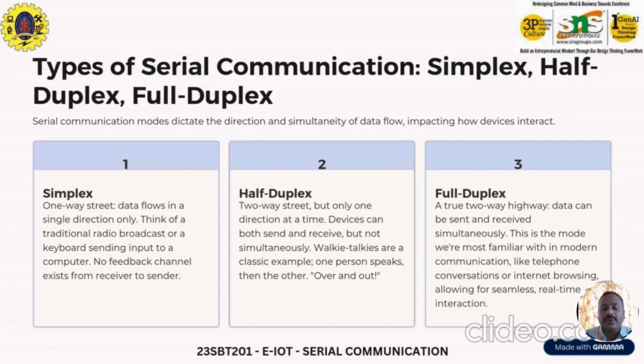Then the third one is full duplex communication, a true two-way highway. Data can be sent and received simultaneously. This is the mode we are most familiar with in modern communications like television conversations, allowing for seamless interactions. So these are the three types of serial communication.